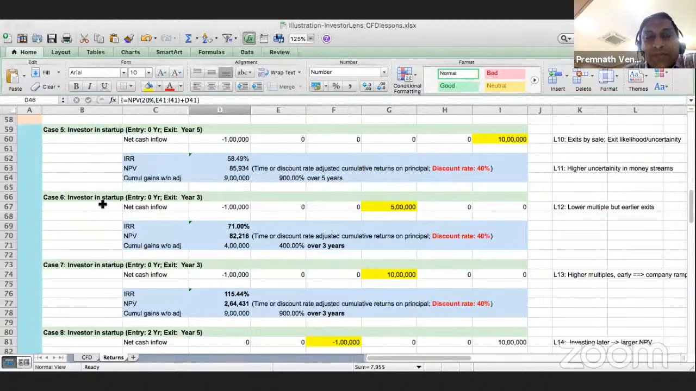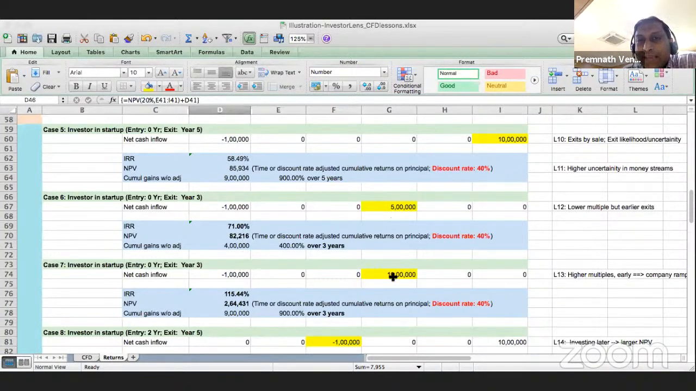Let's take a slight variation. Here, the company has given an exit in 3 years, but it gave 5 lakhs, not 10 lakhs. You consider the same kind of discount rate, and what do you get? The NPV is roughly comparable to the previous case. Although this was 10 lakhs and this is 5 lakhs, just because you gave it back early, the value perceived by the investor is much higher.